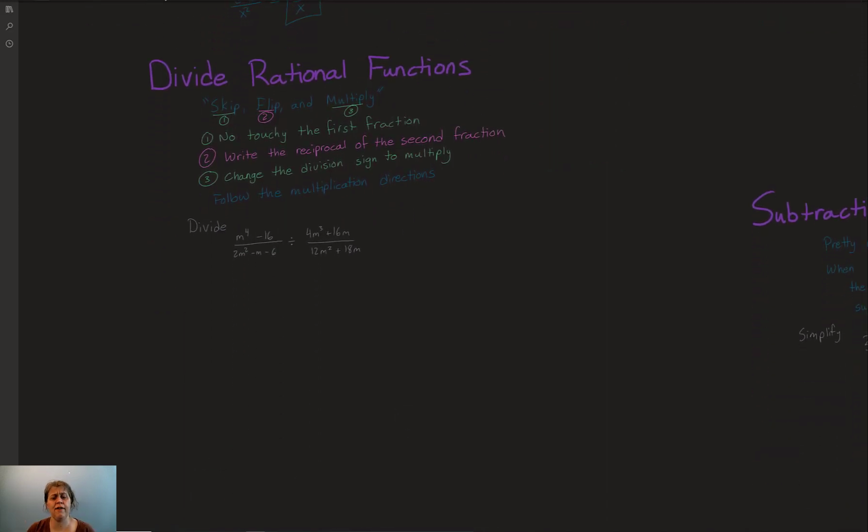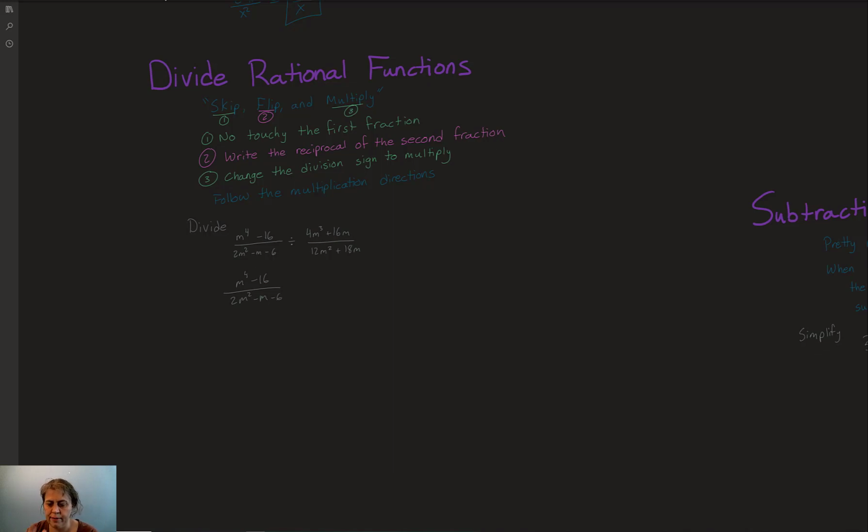All right, now we're going to divide. Skip, flip, multiply. Leave the first one alone. Flippy the second one, and then smush. That's basically how we do this. So we're going to no touchy the first one. So that's going to stay as m to the 4th minus 16 over 2m squared minus m minus 6. I'm going to do this all in gray because I want to be able to color code things later for the multiplication piece.